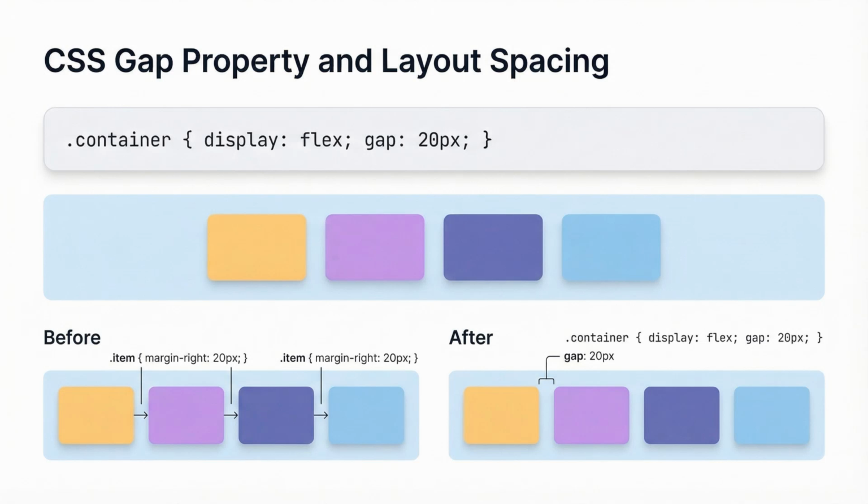This before and after comparison illustrates why the gap property was such a welcome addition to CSS. Previously, developers had to add margin properties to individual elements and handle edge cases, like removing the margin from the last item in a row. With gap, you define the spacing once at the container level and it applies uniformly. It's cleaner, more maintainable, and less error-prone.